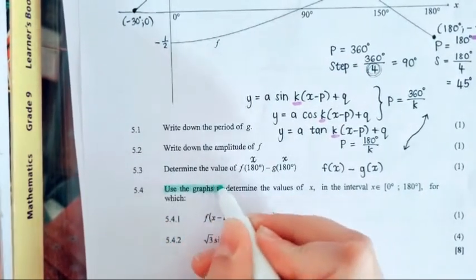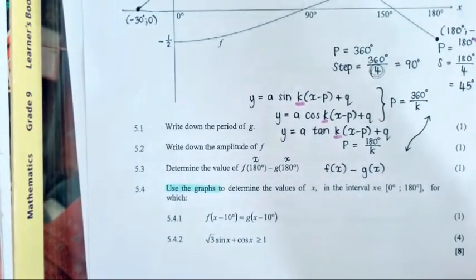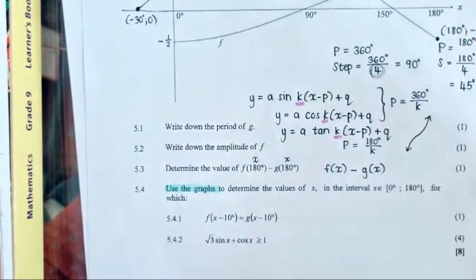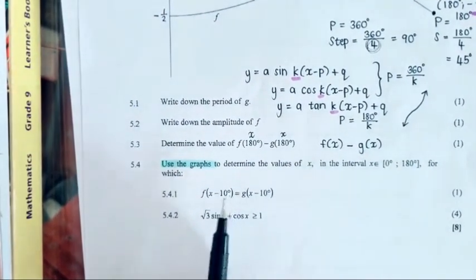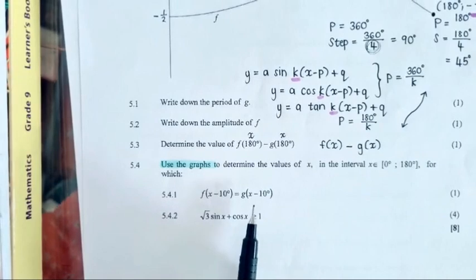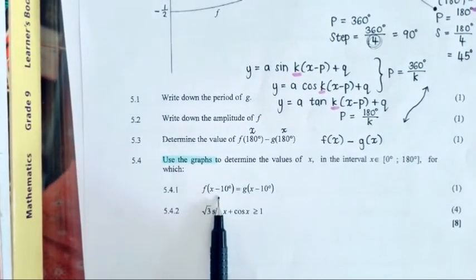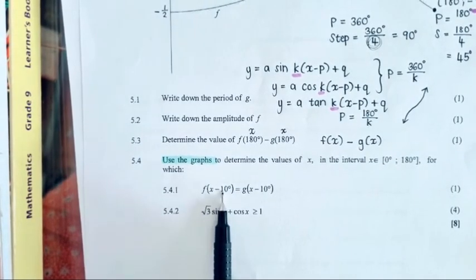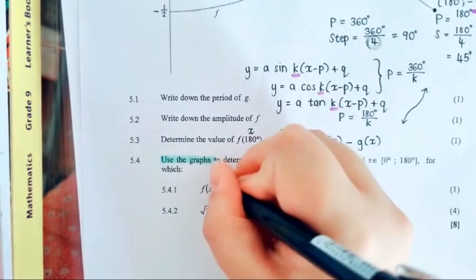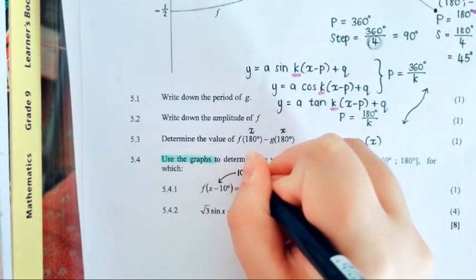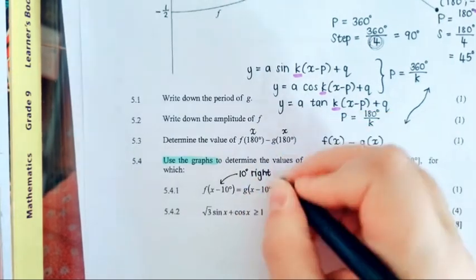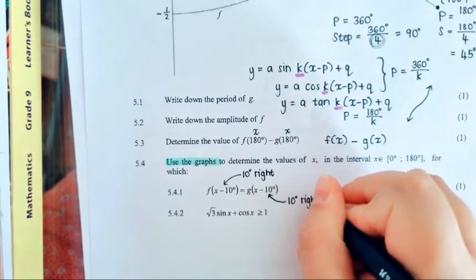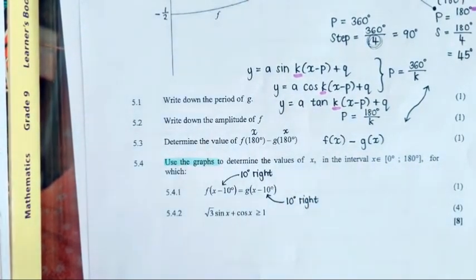Okay, now they haven't given us the graphs of f of x minus 10 and g of x minus 10. They have given us the graphs of f of x and g of x. Now what happens when it's f of x minus 10 and g of x minus 10? X minus 10 is actually the graph of f moved 10 degrees to the right. Remember, if it's an x minus 10, then this is 10 degrees to the right. And g of x minus 10 is also 10 degrees to the right. Okay?